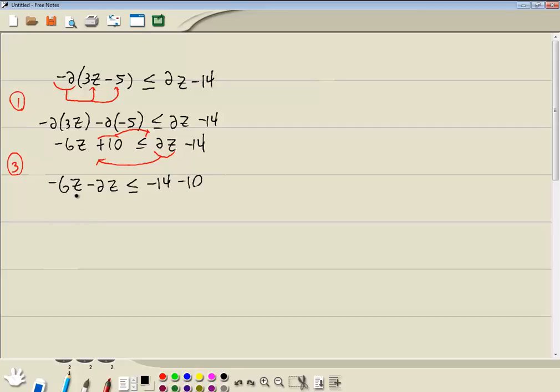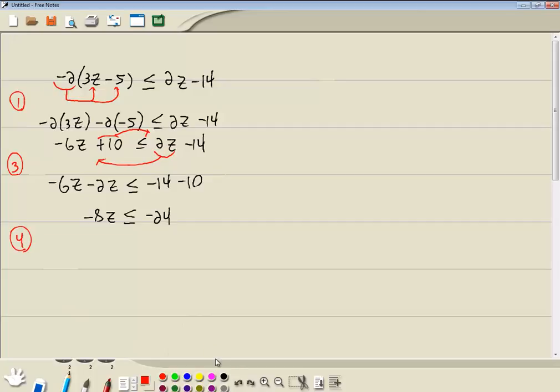Combine together like terms in any step. Like terms, same variable, the same power. So these are like terms. And you do that by adding or subtracting the numbers in front. Negative 6, negative 2 gives us negative 8z. And combine numbers. Negative 14, negative 10 is negative 24.